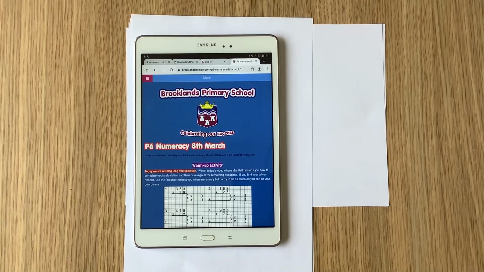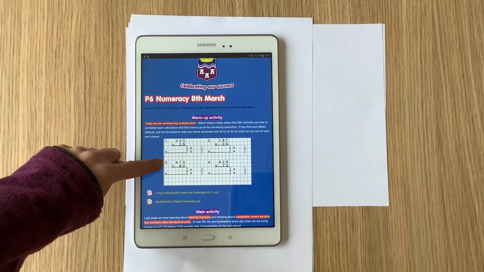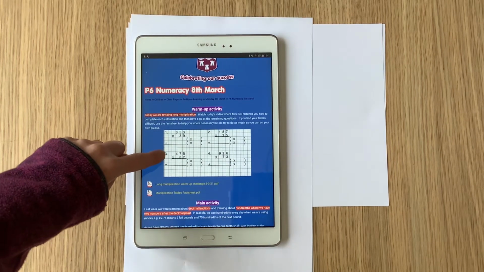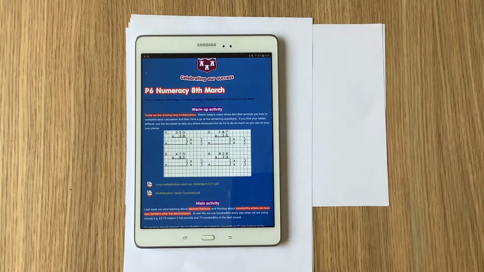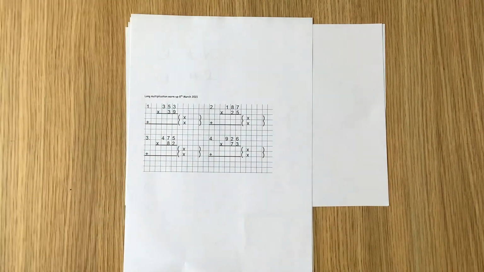Now to begin with today we are going to start by revising our long multiplication calculations. We've done lots of these over the last few months, but let's take a moment now to do one together. So the page that you're going to download looks like this. And let's do the first question together. Let's see if we can remember how to do long multiplication, and then you can go and do the rest of the questions by yourself.